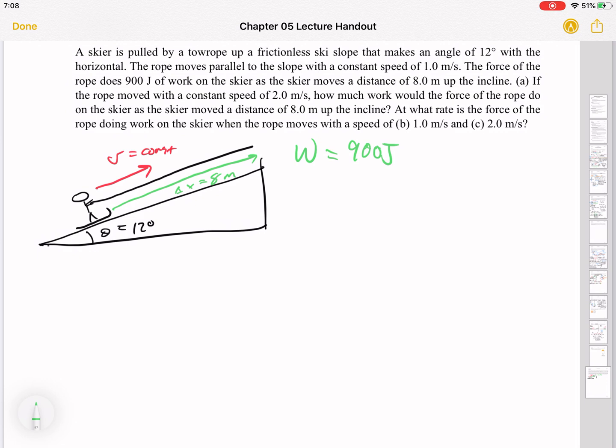Okay, so we could do some math with it, but maybe we'll do that in a minute. So let's ask the question: if the rope moved with a constant speed of 2 meters per second, how much work would be done by this force?